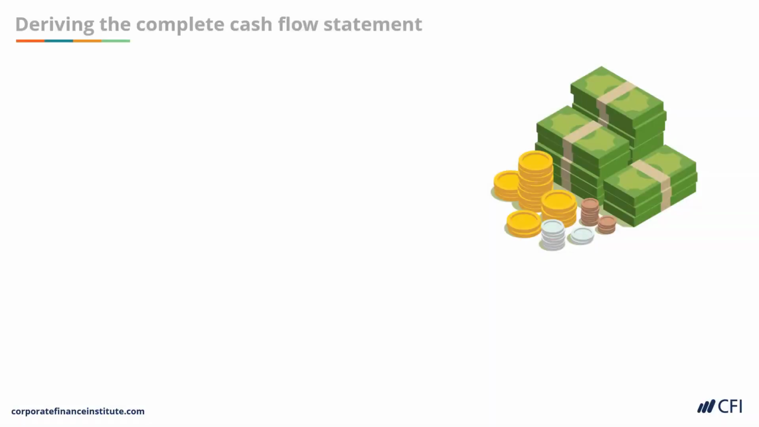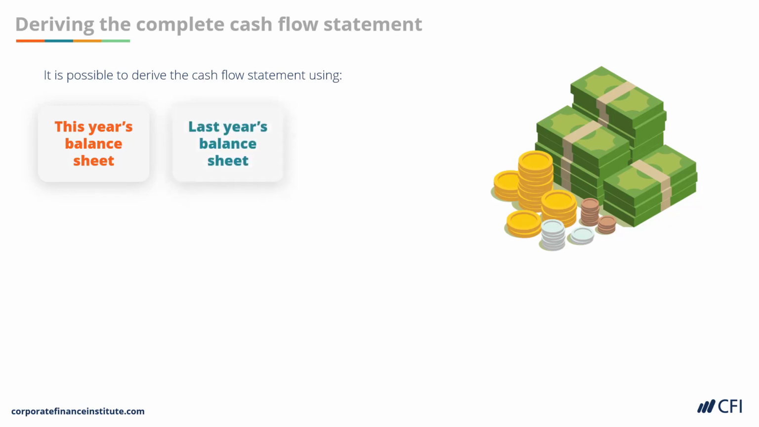So far, we've only focused on the operating cash flow statement. Now it's time to build an entire cash flow statement with all 3 sections. We can build one using the following pieces of information: this year's balance sheet, last year's or last period's balance sheet, and this year's income statement.